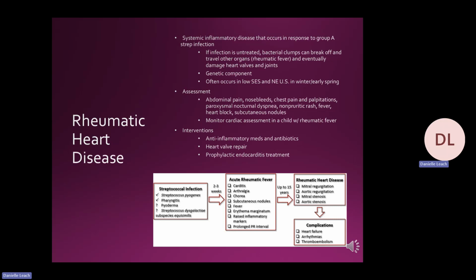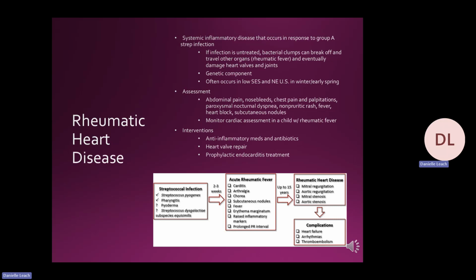You can have some of these symptoms that's listed on this chart at the bottom, like joint pain. Chorea is like jerky musculoskeletal movements, nodules under the skin, fever, a rash, raised inflammatory markers like C-reactive protein, prolonged PR interval. Eventually, over time, so usually a long period of time, like up to 15 years later, then the patient can develop rheumatic heart disease, which is basically damage to the heart valves and also the joints.